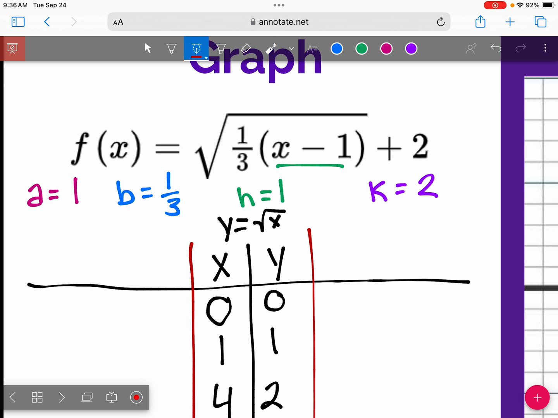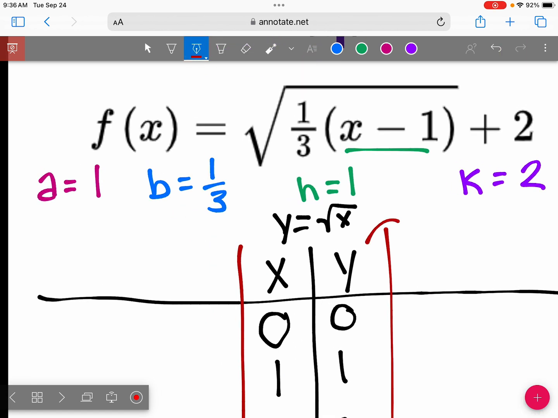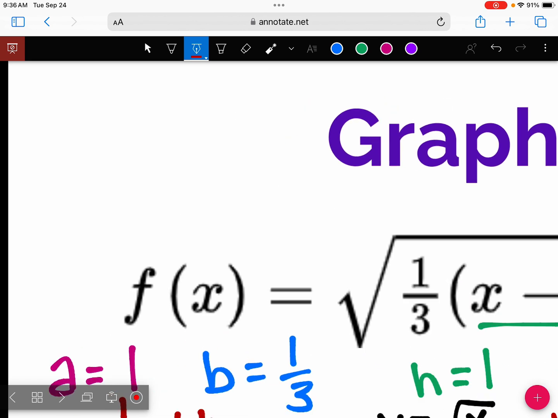So doing these transformations, we're going to have our y times a plus k. And our x's, we have x times 1 over b plus h. So I'm going to do the 1 over b off to the side because I don't like fractions of fractions. 1 over 1/3. That's what 1 over b is going to be.